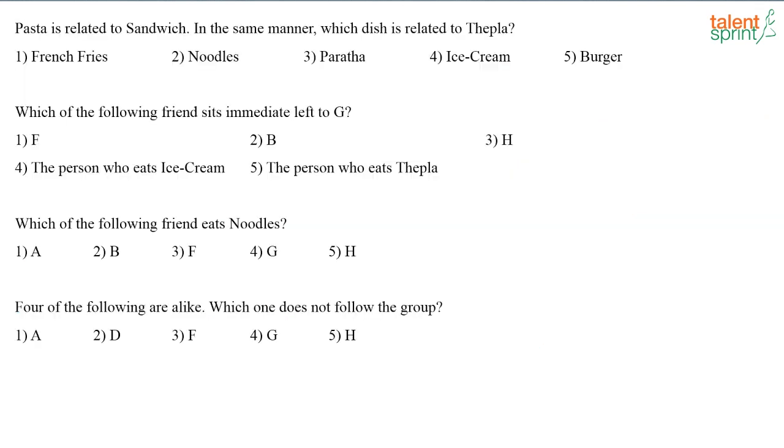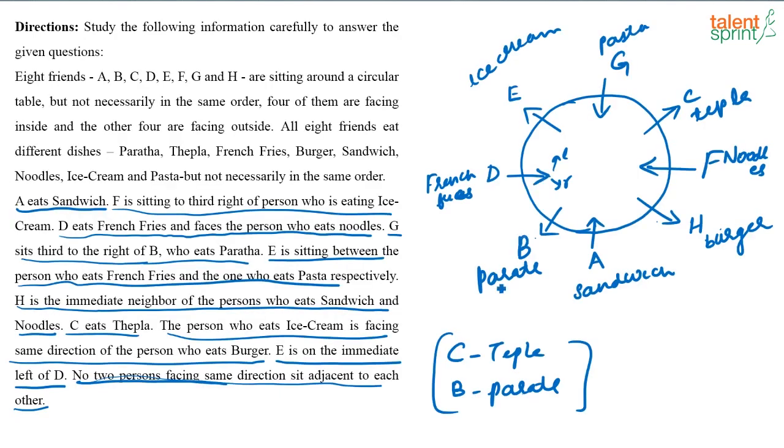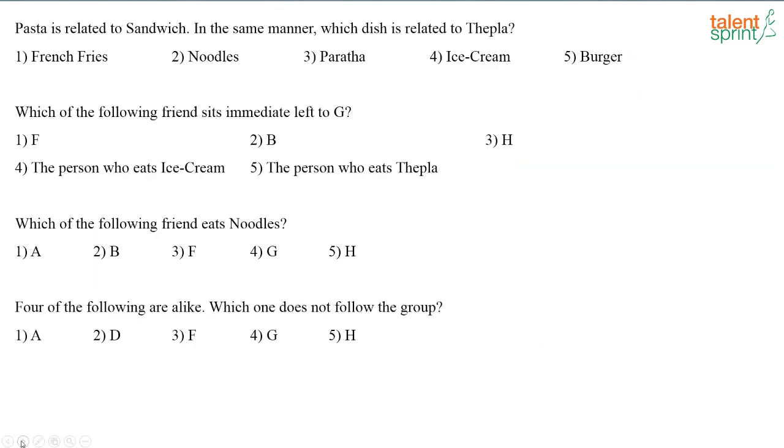Let's look at the questions that follow. Pasta is related to sandwich. In the same manner, which dish is related to tepla? Pasta is related to sandwich. Pasta is opposite to sandwich, correct? So opposite to tepla is paratha. So what will be your answer for the first question? The answer for the first question will be paratha.